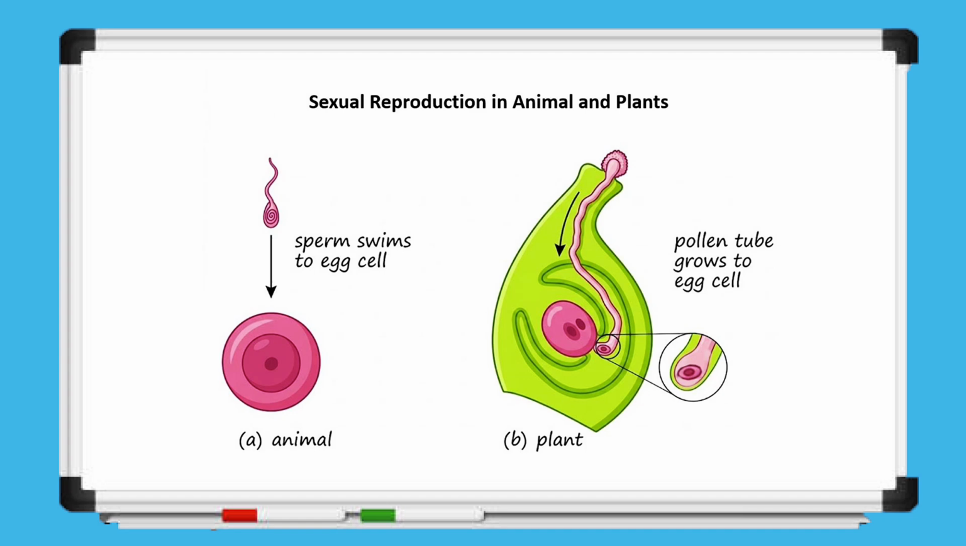Whereas, in plants, sexual reproduction occurs when a pollen tube grows down from the pollen grain toward the ovule. The male gamete travels through the pollen tube to reach the egg cell for fertilization. Like in animals, this fusion of male and female gametes produces a diploid zygote that develops into a new plant. In both animals and plants, the key principle is the same: it involves the fusion of gametes to create a genetically unique organism. This process ensures genetic variation in the offspring, which is important for the survival and adaptation of species.